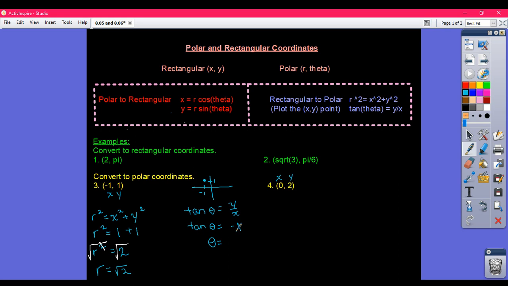Now, remember on the unit circle, there are 2 quadrants where tangent is negative. So there's actually 2 places where tangent is -1. So we plot the point in order to know what quadrant they're referring to. So more specifically, where in quadrant 2 does tangent equal -1? And that would be 135 degrees or 3 pi over 4. And that's our polar coordinate, which is r, comma, theta.